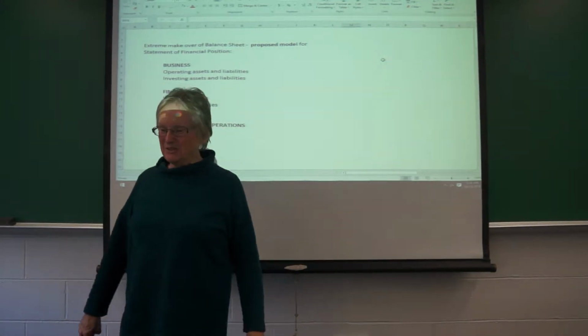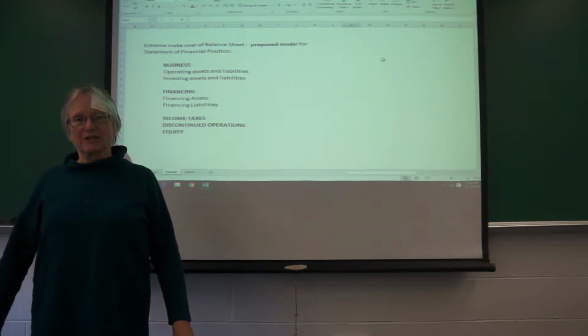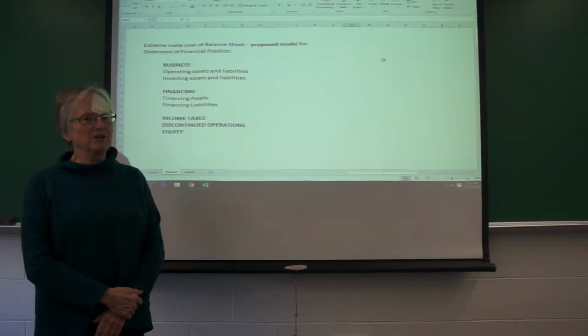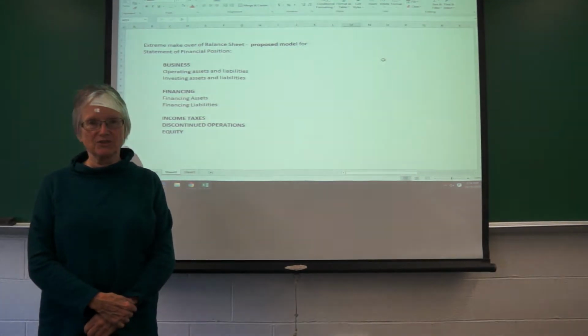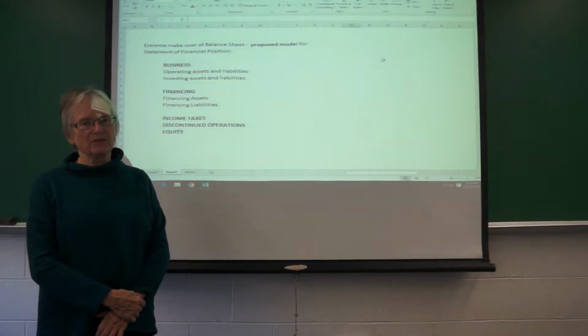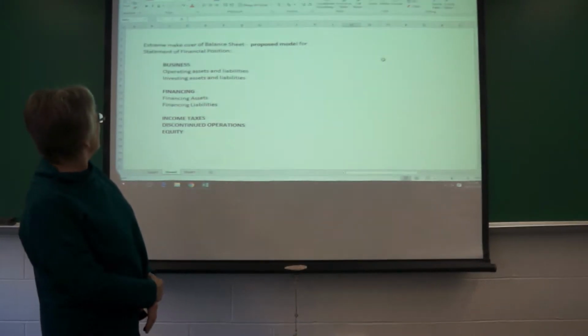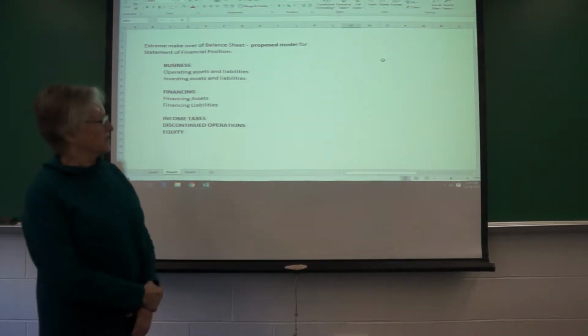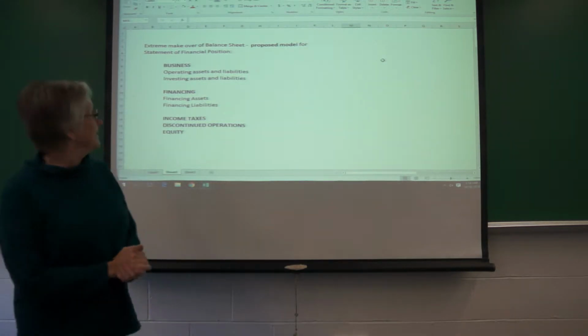This is the introduction to Chapter 5. We're up to the balance sheet, and I like to just start at the very beginning of the chapter, where they talk about a proposed model for the balance sheet, and then they also mention the international standards for the balance sheet. Anyway, they're calling it the statement of financial position. I'm just calling it the balance sheet.